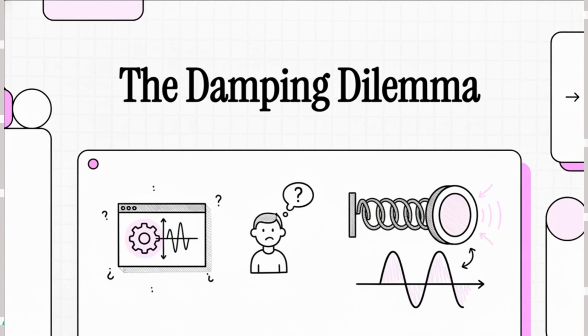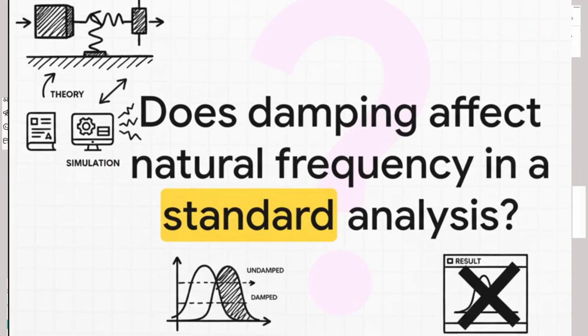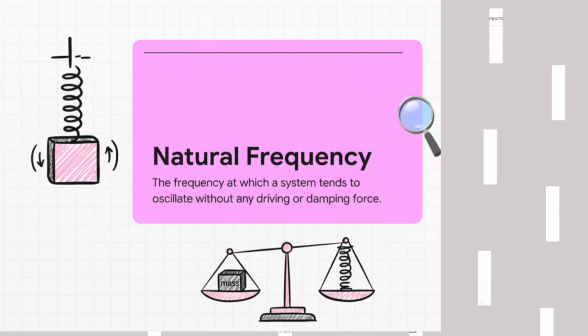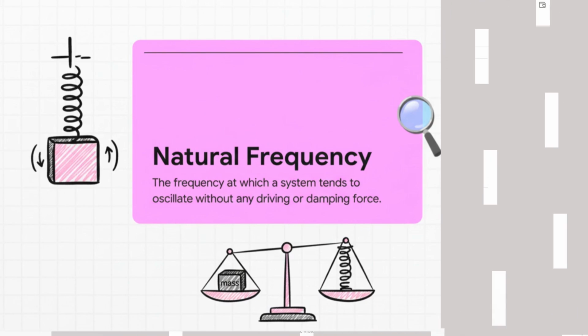Have you ever wondered, does the damping affect natural frequency in the modal analysis? Because theoretically it should, right? Let's start with a simple single degree of freedom system, a mass and a spring.